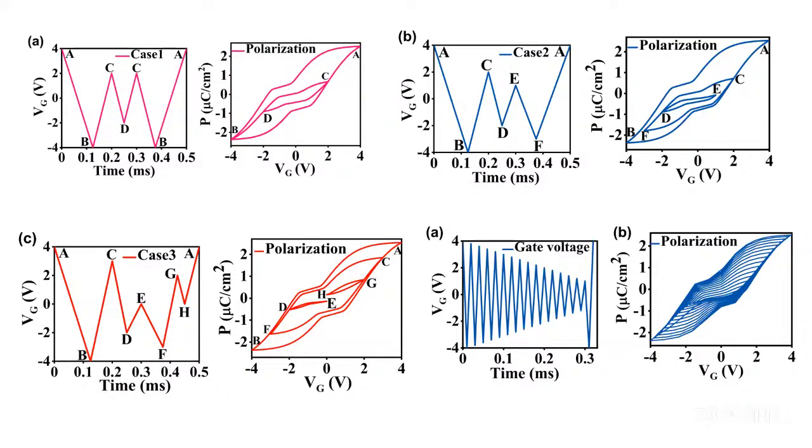You can see the major loops and minor loops when we apply asymmetric kind of inputs to the gate of the ferroelectric FinFET transistors. This is done on a FinFET architecture. So this is from the simulations that we have done.